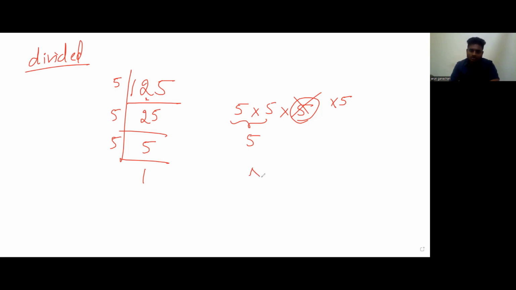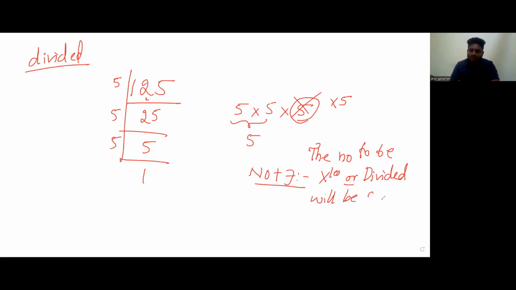Write down a note below it. The number to be multiplied or divided will be the same. If the question is multiplied, the answer will be the same. If the question is divided, the answer will be the same.